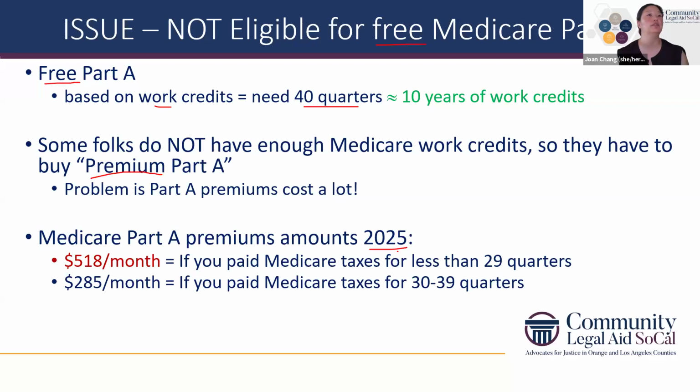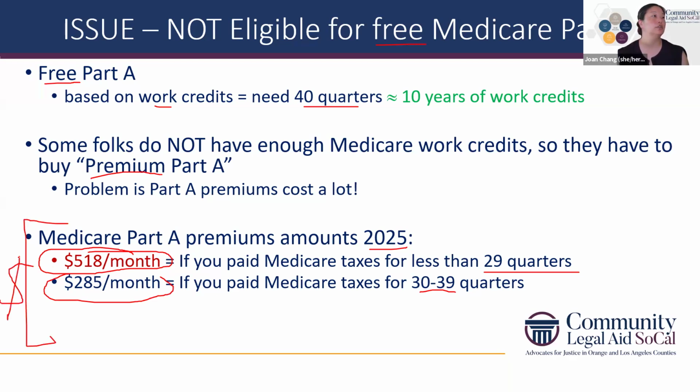In 2025, and this number goes up every year, if you have less than 29 quarters of Medicare work credits, you're paying $518 per month for your Medicare Part A. And then if you have some work history, but just not enough to get to the 40, you're paying less, but it's still pretty pricey at $285 per month. So that's the problem, right? This is a lot of money for folks.